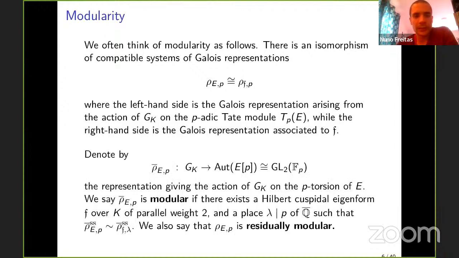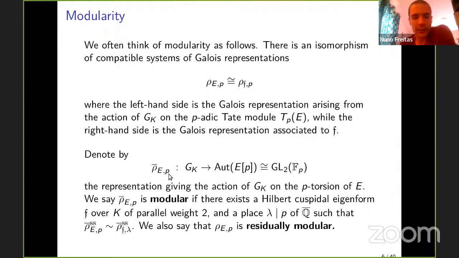And finally, still an additional definition. So we're going to define what a residual modularity is. So in our context, we'll be considering the residual representation attached to the p-adic representation of elliptic curves. This we denote by rho-bar_{E,p}. And this representation, in fact, coincides with the action of the absolute Galois group of K on the p-torsion of E.